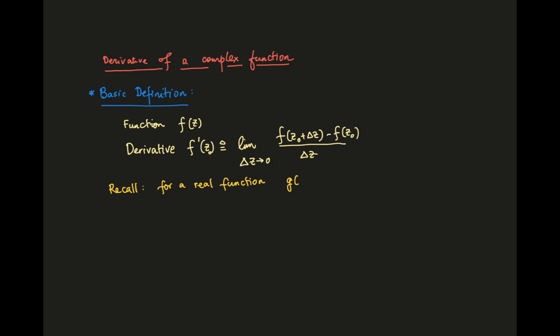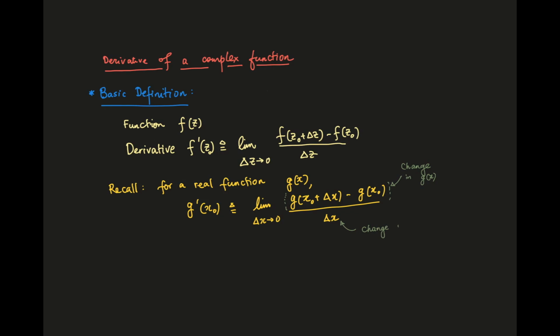So let's say you have a function g of x. The derivative at value x0 is defined to be g prime of x0, which is just the limit as delta x goes to 0 of g of x0 plus delta x minus g of x0, divided by delta x. Here the numerator denotes the change in g of x, while the denominator denotes the change in x. Similarly, for the complex derivative, the numerator denotes the change in function f of z, while the denominator denotes the change in z.